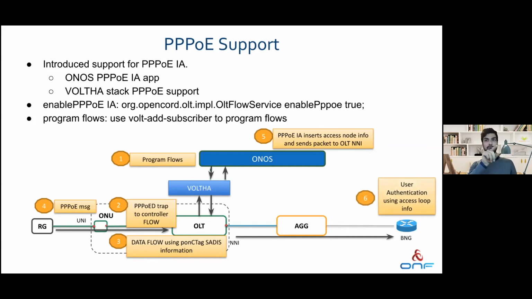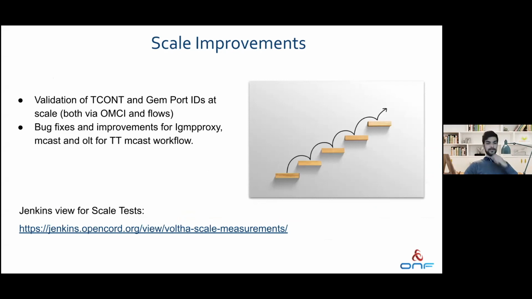That packet then goes through the OLT NNI, through the aggregation switch, up to the BNG that does the user authentication by using these access loop information that was inserted by ONOS. So that's the PPPoE support.